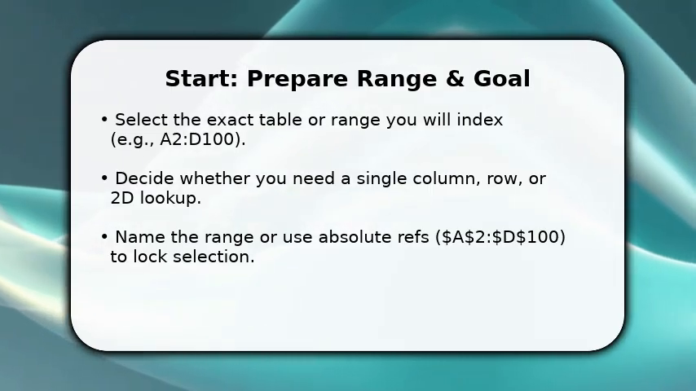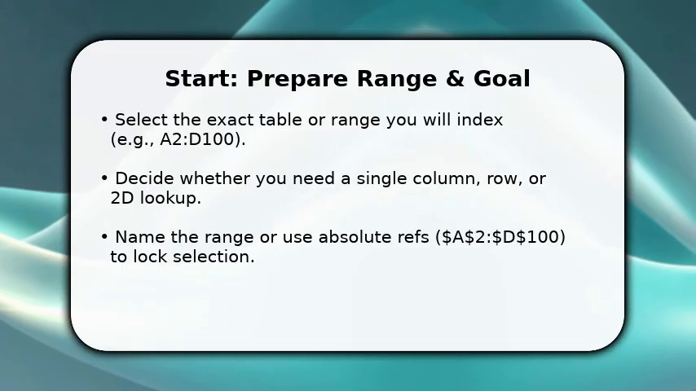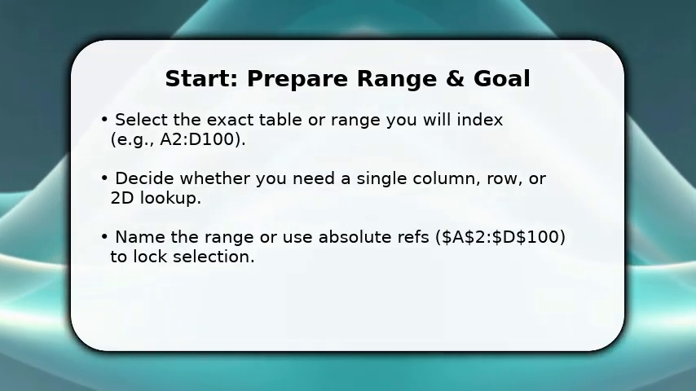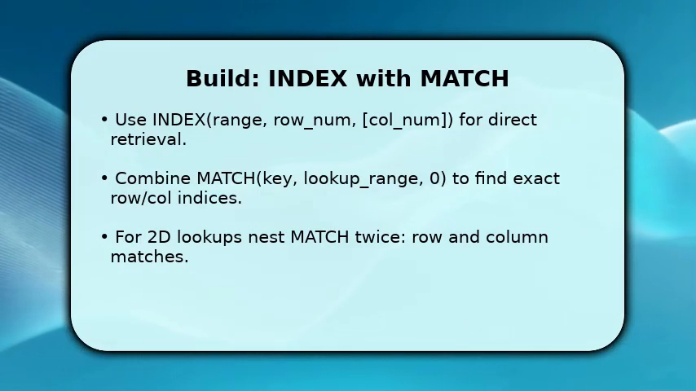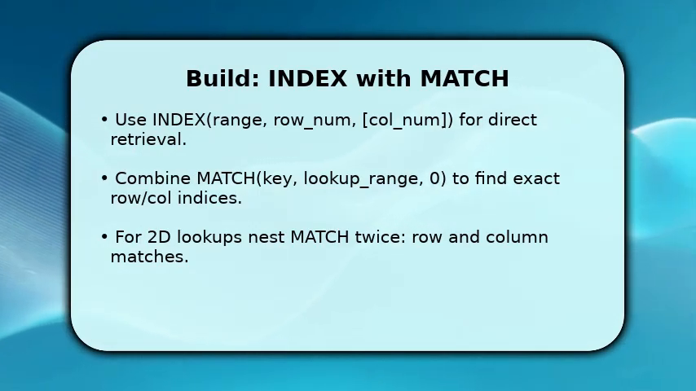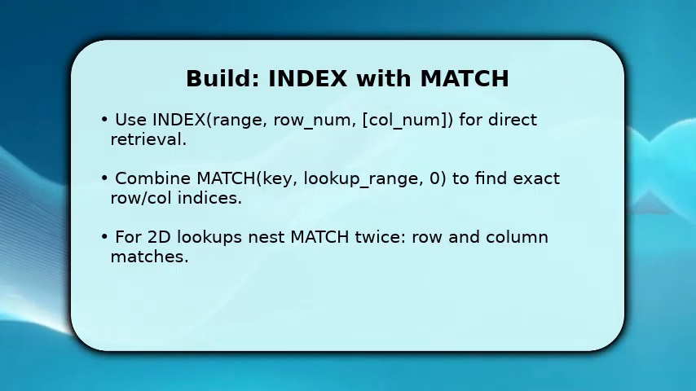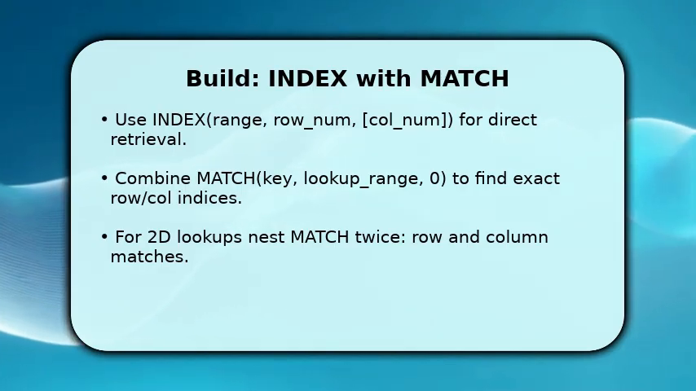Make sure your lookup key sits outside the indexed range, and write down the row or column logic you expect before building the formula. You now construct the core: put INDEX around the locked range, then supply numeric positions. To calculate positions, use MATCH with mode 0 for exact matches. MATCH returns the row or column index inside the indexed range. Once you have MATCH for row and MATCH for column, place them as INDEX arguments.